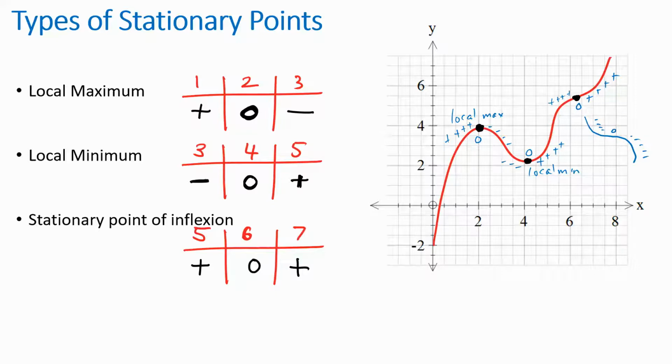When do stationary points occur? How do you know when you have a stationary point? Yeah, when the gradient's 0. How do you find the gradient of a curve? If you want to know if the gradient's 0 or not, what do you do, Pius?